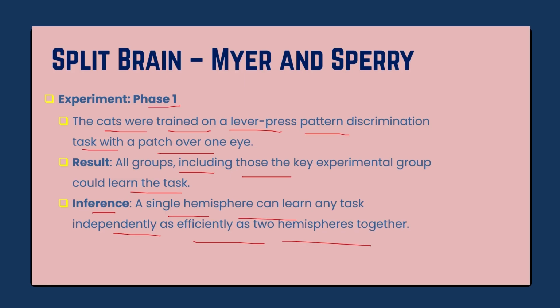So the cats need not have completely connected hemispheres. Even if the cat has connected hemispheres as in the first control group, or a severed corpus callosum only, or severed optic chiasm only, or neither corpus callosum nor optic chiasm, in all of these cases, the cats could learn the task independently and as efficiently as each other.